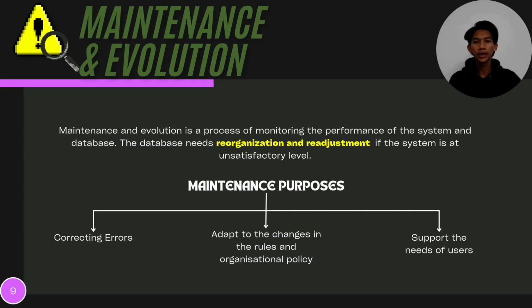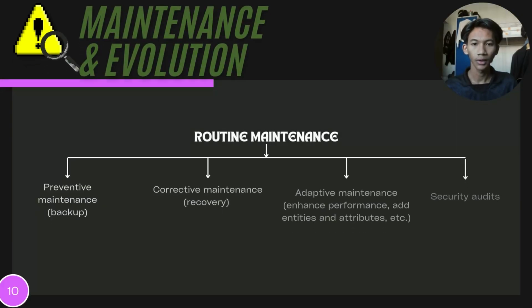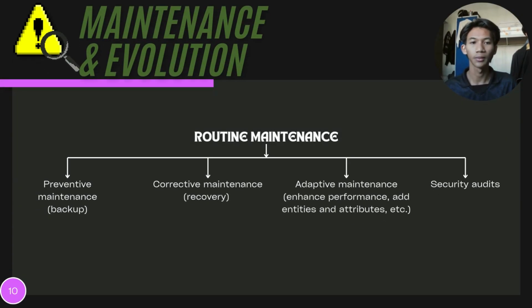And now we will move into the last phase, which is maintenance and evolution. Maintenance and evolution is a process of monitoring the performance of the system and database. The database needs reorganization and readjustment if the system is at an unsatisfactory level. This phase is important for correcting errors, adapting to changes in rules and policy, and of course supporting the needs of users. There are four routines in the maintenance and evolution phase. Number one, preventive maintenance. Number two, corrective maintenance. Number three, adaptive maintenance. And number four is security audits.